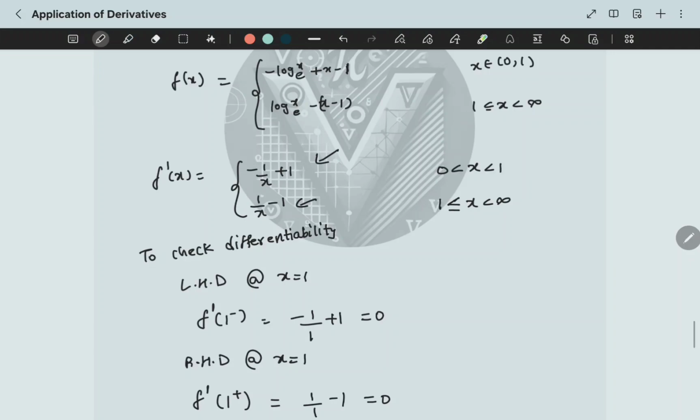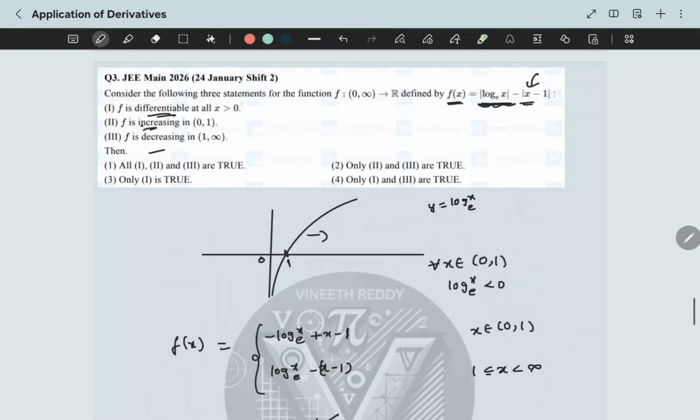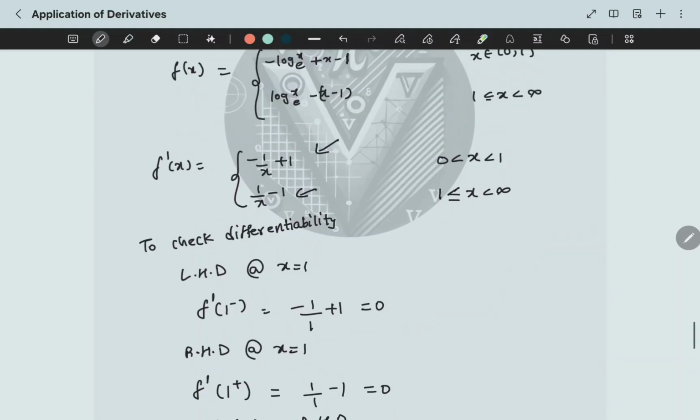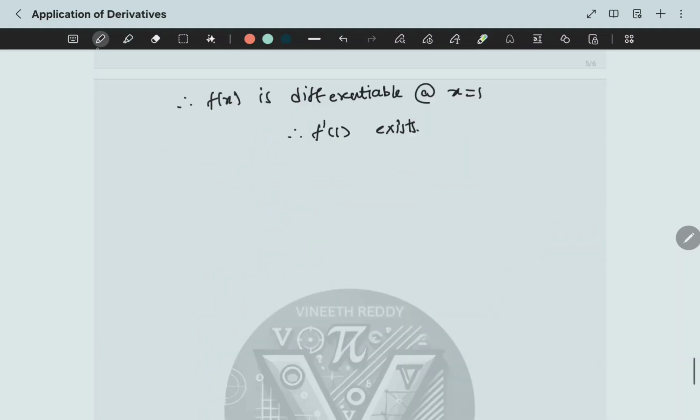I hope you have understood this. This is a very important step. That means the first statement, yes, this is true. Now what about the second statement? F is increasing in 0 to 1. Acha, in 0 to 1, this is the derivative, right?